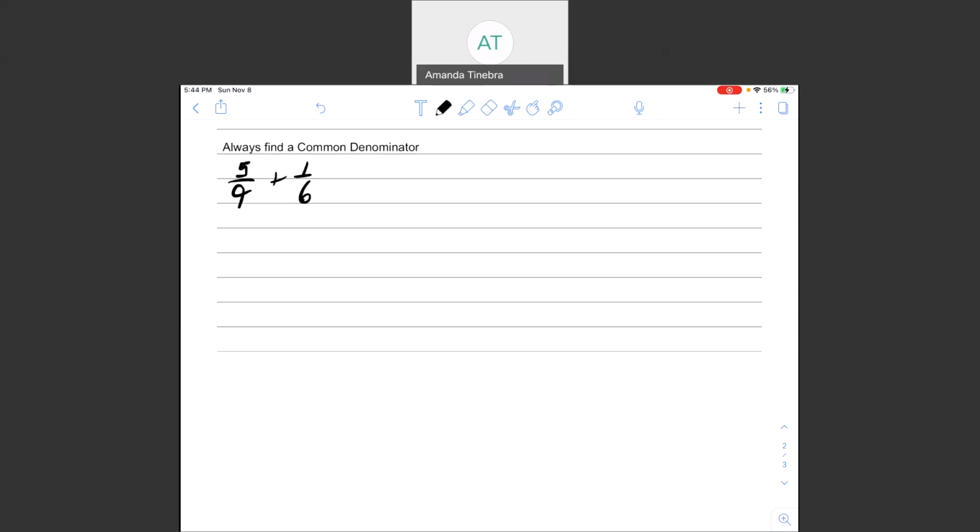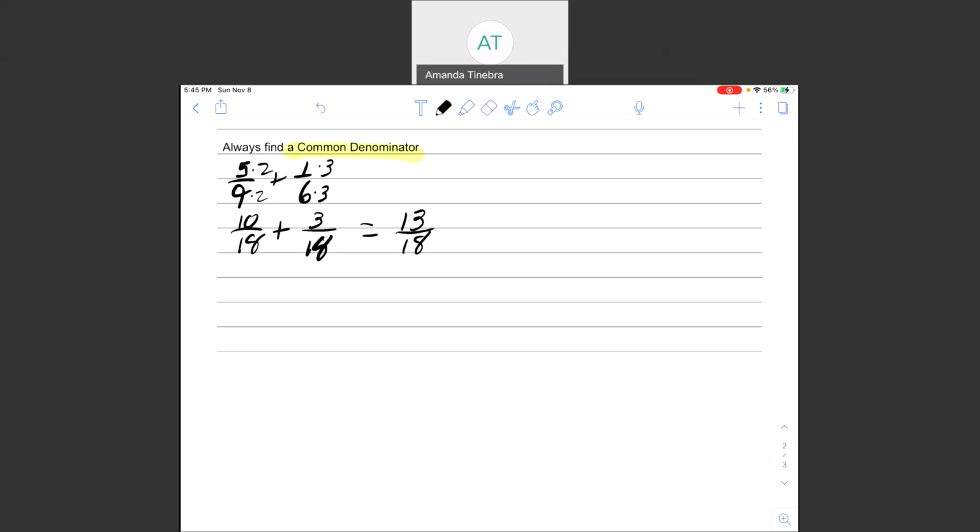We've done this before. 9 and 6 both go into 18, so I'm going to say, okay, 9 times 2 is 18, so I'll do 5 times 2. That gives me 10 18ths. Plus 6 times 3 is 18, so I'll do 1 times 3. That gives me 3 18ths. All I've done here is find a common denominator. Now I can add 10 plus 3, that's 13 over 18.